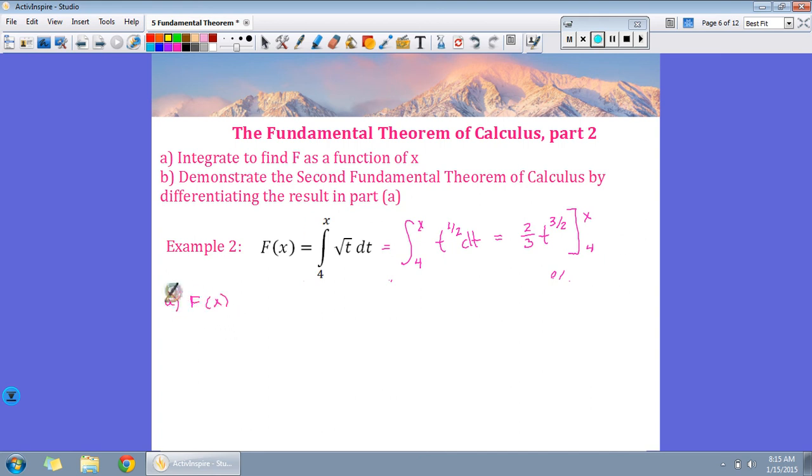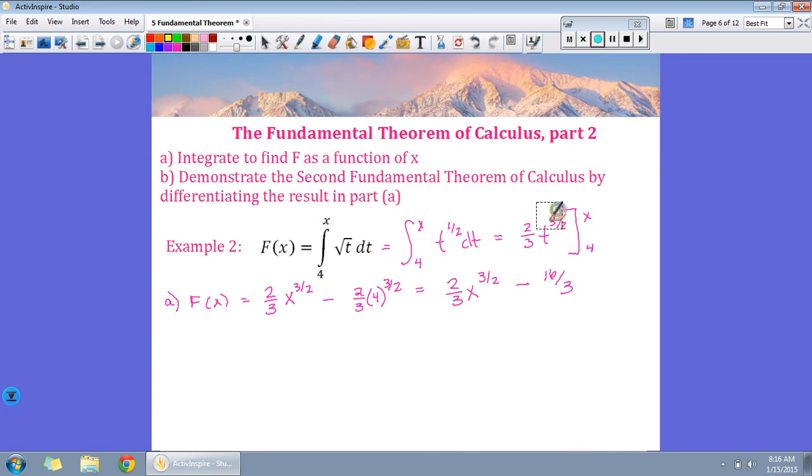So our capital F of x equals 2/3 x to the 3/2 power minus 2/3 times 4 to the 3/2 power. And when you cube 4 and then take the square root, that's 8. Multiply by 2, divide by 3, you get 16/3.